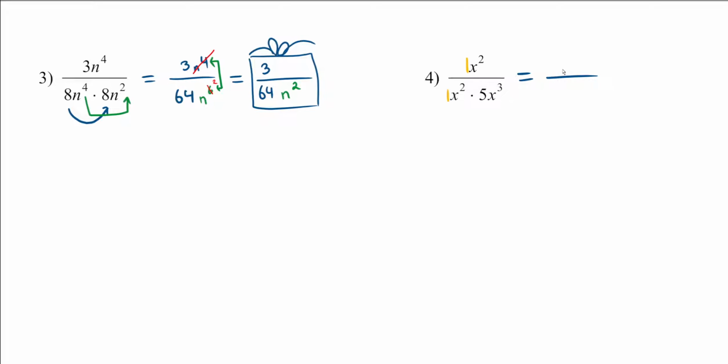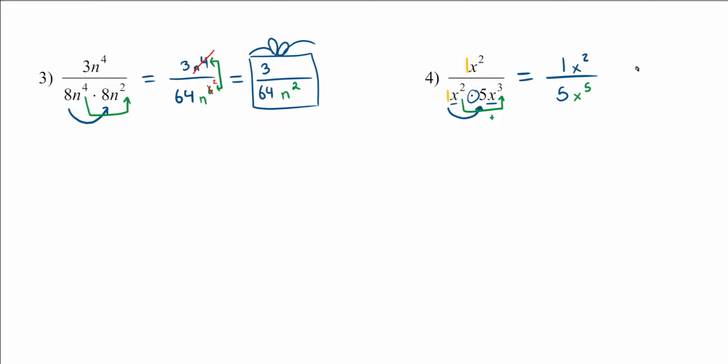The top can't be combined, so I'm just going to keep it as I see it, 1x squared. The bottom can be combined, so I'll multiply the coefficients. And by can be combined, I mean it has multiplication and they're the same base. If they were different bases, they couldn't be combined. So here we go. 1 times 5 is 5. Can't believe I had to think about that. And then 2 plus 3 is another 5. So we end up with 1x squared over 5x to the 5th.